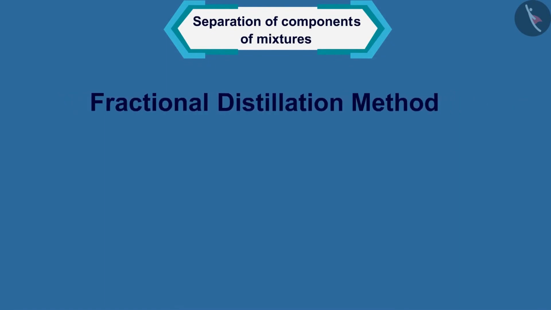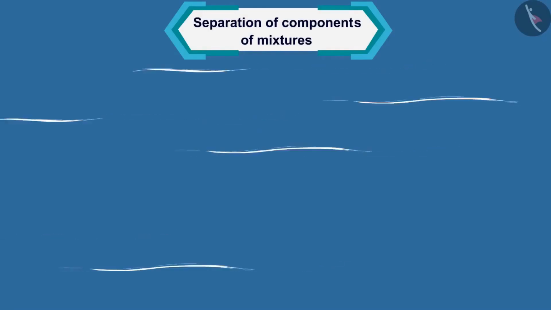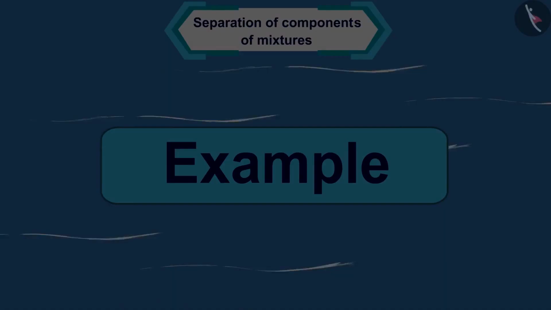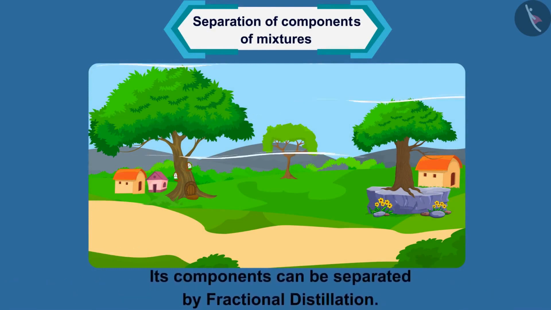You may be thinking that by the fractional distillation method, we can only separate the mixture of liquids. But can we use the distillation method even if we have to separate a gaseous mixture? Let us know about this by the example of air. Air is a homogeneous mixture and its components can be separated by fractional distillation.